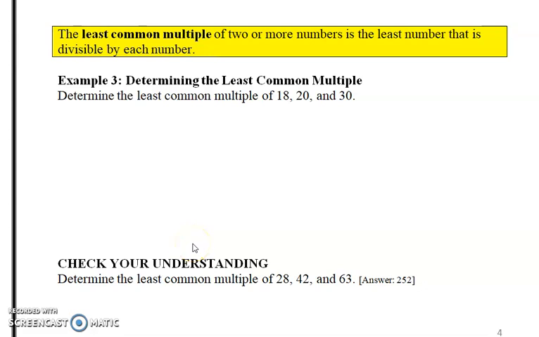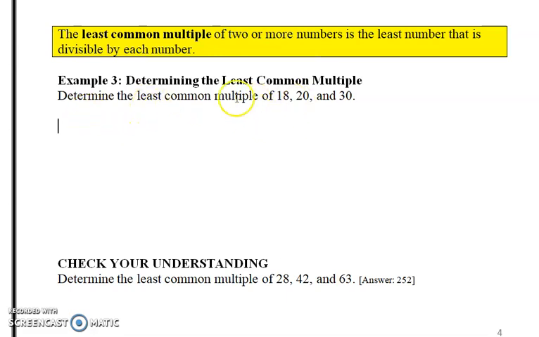Hi everybody, welcome back. We're continuing on chapter 3, 3.1. We're looking at example 3 today. We're going to be determining the least common multiple. So a multiple is when you multiply the number by 1, 2, and 3. So 18 times 1 is 18, 18 times 2 is 36, and so on.